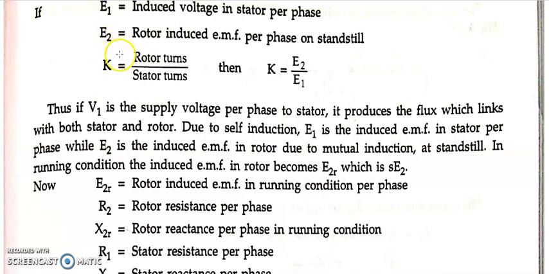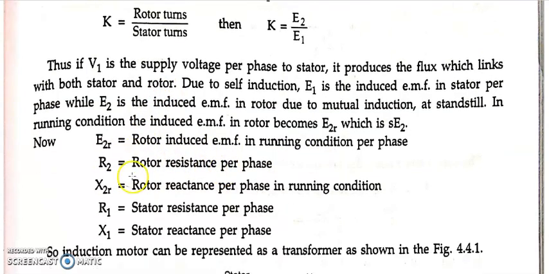The relationship between E2 and slip is E2R equals S times E2. We have already derived that. E2R is the rotor induced EMF in the running condition. So E2R is equal to slip times E2, which you derived in earlier classes. We need to consider that. I am now defining E2R as the rotor induced EMF in the running condition per phase, and R2 as the rotor resistance per phase. We know that doesn't change if it is a squirrel cage induction motor; R2 will never change, though in a slip ring induction motor it can change if you vary it. Whether it is slip ring or squirrel cage, what changes is X2R.